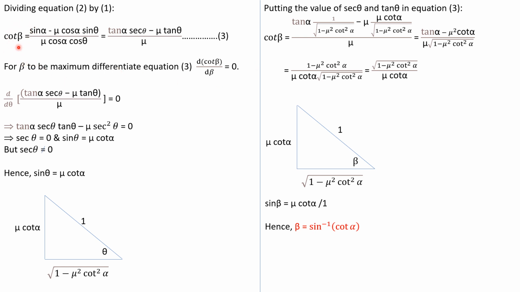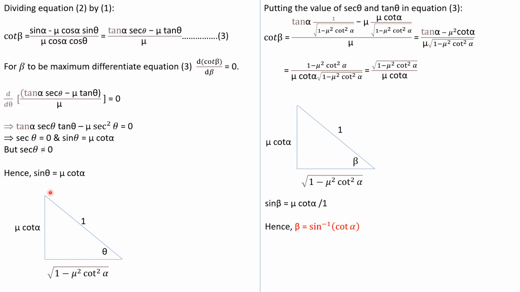For beta to be maximum, we will differentiate this equation with respect to theta and set it to 0, from maxima and minima. So we have done that. Upon solving, we have got two values of theta: sec theta is equal to 0 and sin theta is equal to mu cot alpha. But sec theta is never 0, as we know. So this solution is discarded. The only solution we have is sin theta equal to mu cot alpha.